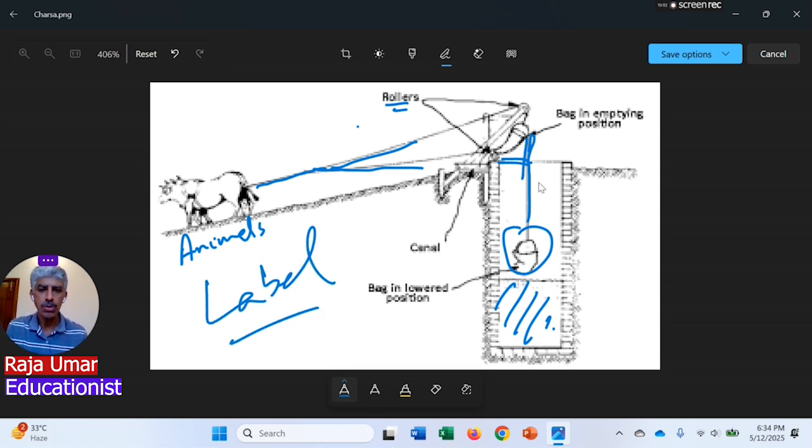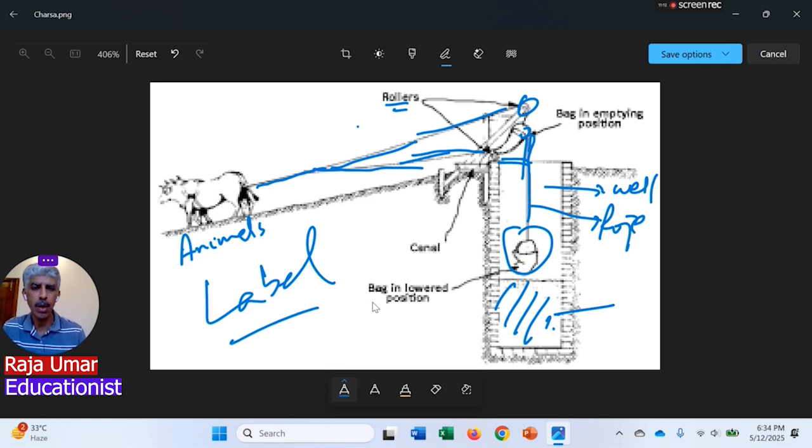like I am explaining. So well, rope, bucket, water table, pulleys, ropes out of the well, and animals. So this is how the structure is working. So the advantages and disadvantages are already discussed.